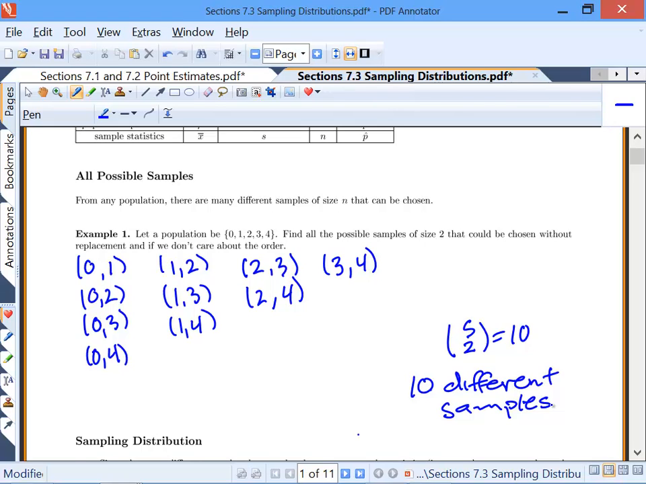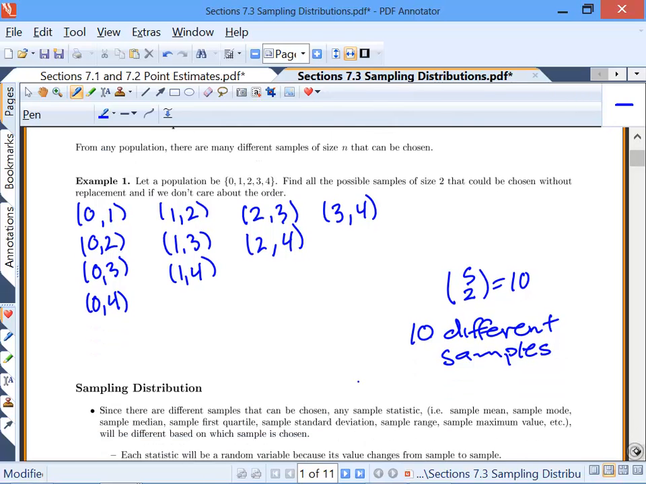So think about that. For just 5 possible population values and sample sizes of 2, there were still 10 different samples I could choose. Now picture when you have millions or billions of people in a population and you want to choose a sample. How many possible samples do you think there are? There's going to be thousands, millions of samples.